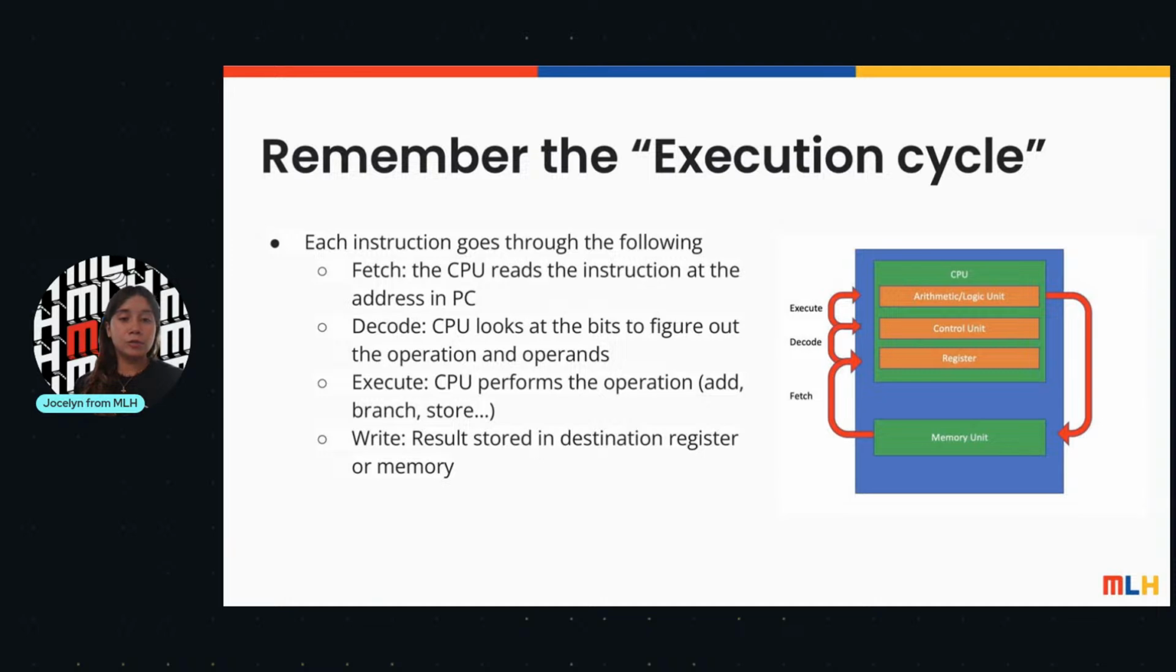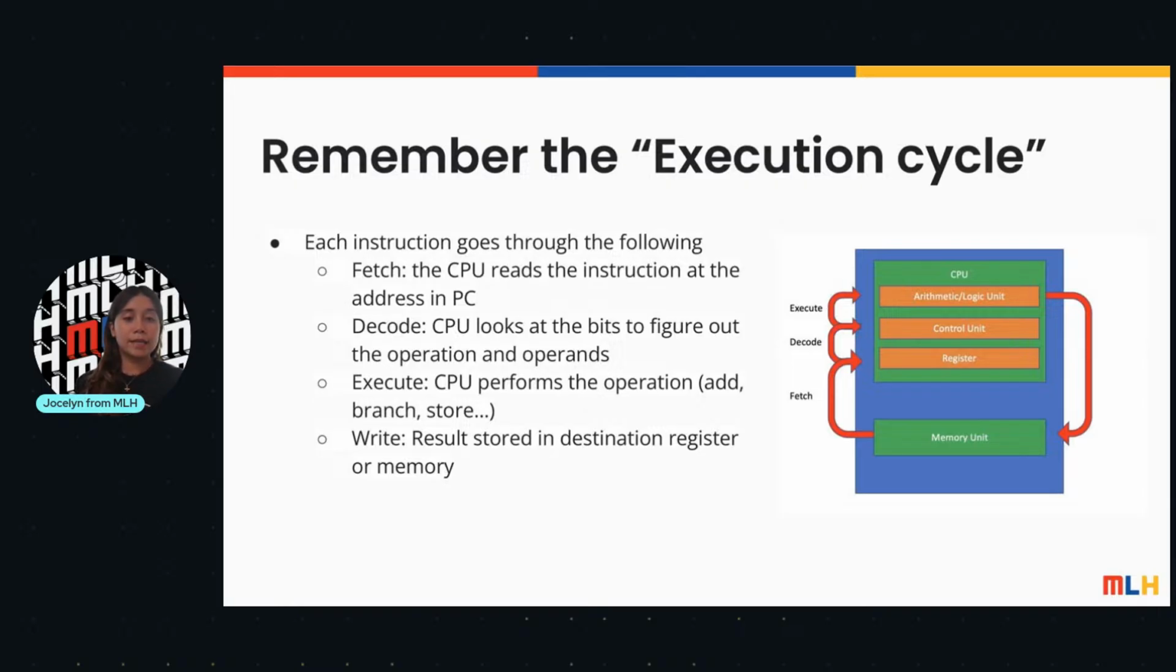After that, you do the decoding process. Decoding is basically the CPU looking at the bits to figure out what the operation and operands are, because in every operation you also have operands. In the decoding process, your CPU wants to figure out which bits are which in order to classify them correctly and perform the operation seamlessly.